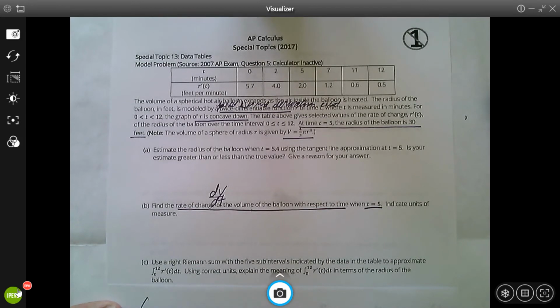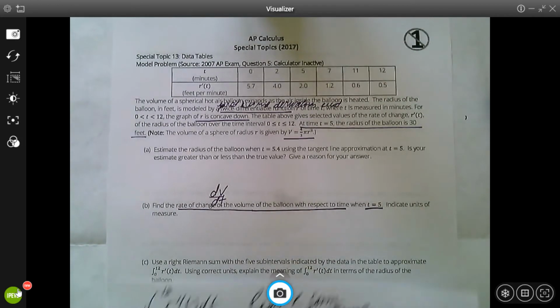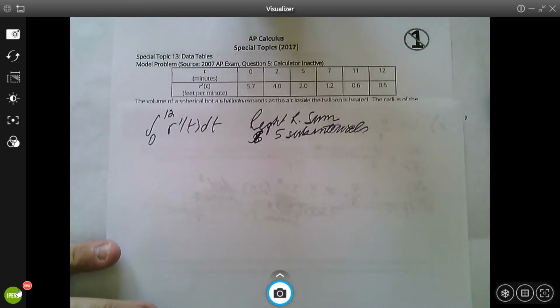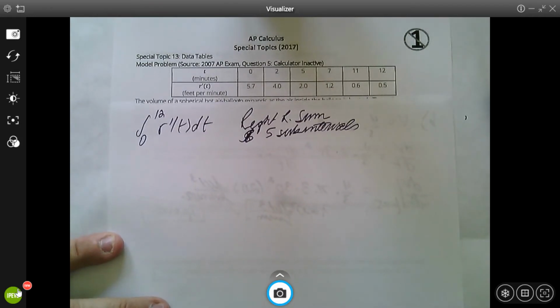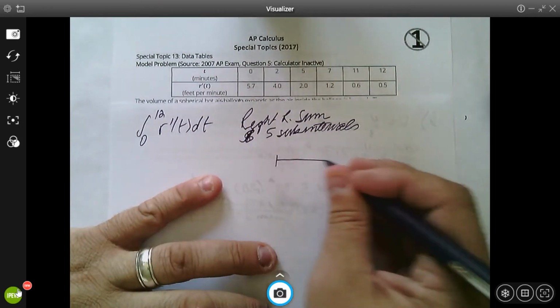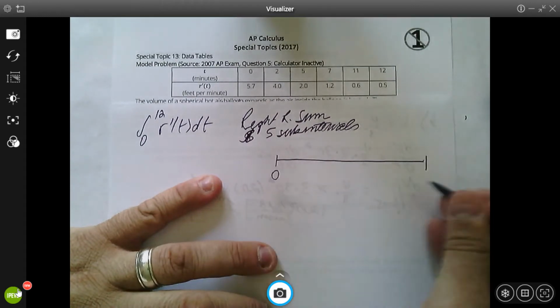Okay, so let me jot down the important stuff here. The integral from 0 to 12 of r prime of t. We're doing a right Riemann sum. And we want 5 subintervals. 5 subintervals. Okay. Well, let's see. We're going from 0 to 12.